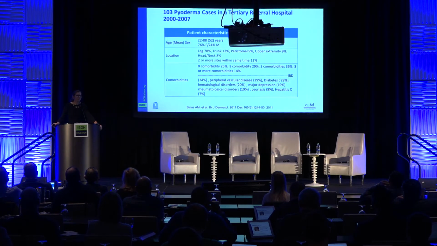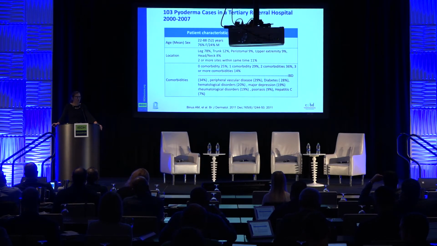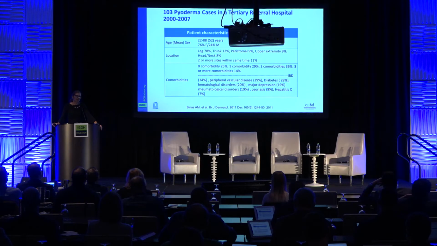This was probably one of the largest series of pyoderma. This was about 100 cases in a tertiary care referral center. The median age varied widely, anything from the 20s to the 80s. But the majority of these cases were female, and that is a trend also for many extraintestinal manifestations. It seems to have a female predominance. Location was predominantly legs, but again, we see trunk and peristomal area as well. And in this series, the vast majority of patients had marked comorbidities. Inflammatory bowel disease was in 34% of these patients.